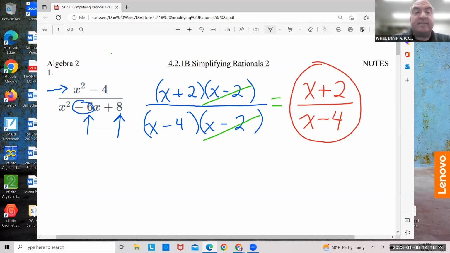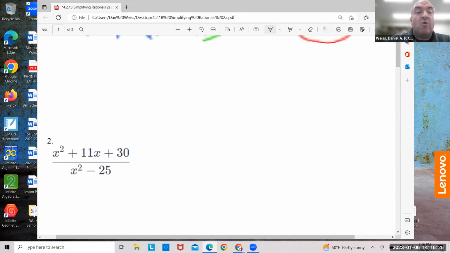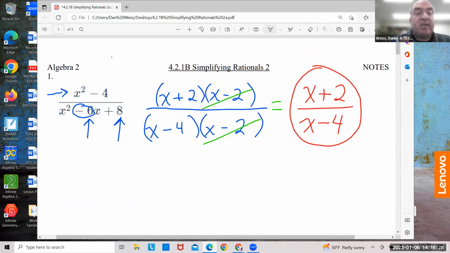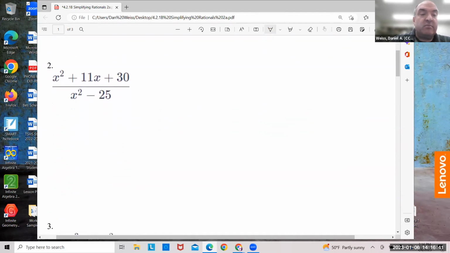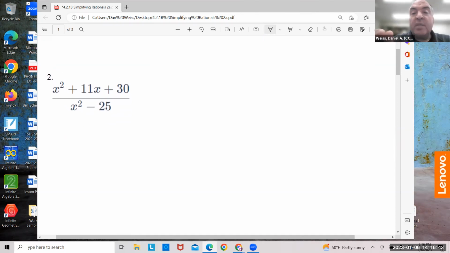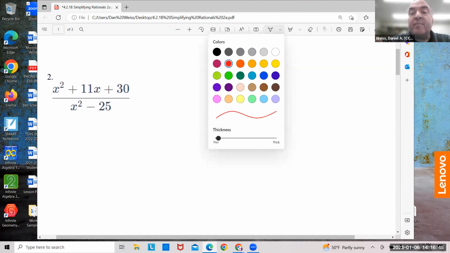Easy. Next. By the way, notice we had two terms on the top here, and now we're going to have two terms on the bottom. No problem, we can deal with that.